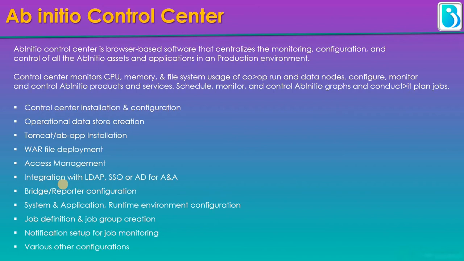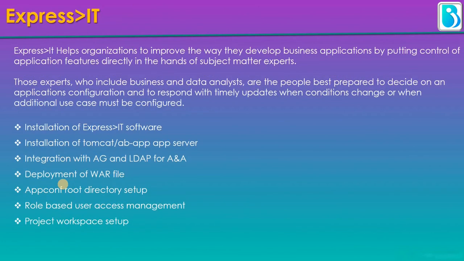And notification setup for job monitoring. We can have the email notification setup from the Control Center for any job failures or success, and maybe we can have the warning alerts set up as well. Various other configurations which are required for Control Center administration. Okay, moving on to next slide.